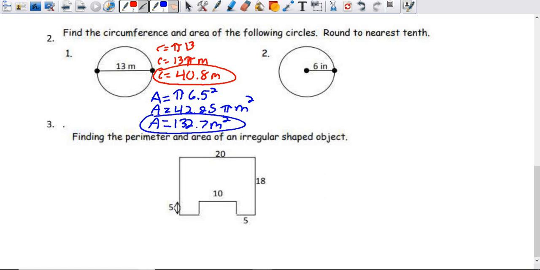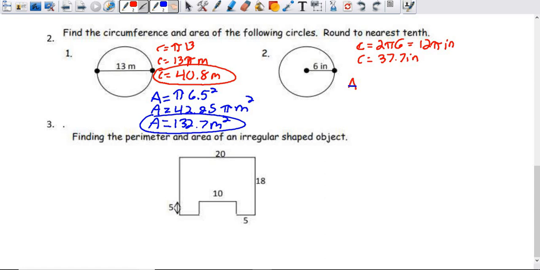For number 2, we're going to do the same thing here. We're going to do circumference first. For this one, they've given us a radius, so I'm going to use the formula 2 pi r, so 2 pi 6. That can actually simplify to 12 pi, right? So we got 12 pi inches. The problem is they also want us to do this to the nearest tenth, so we go ahead and put 12 pi into our calculator and we get 37.7 inches.